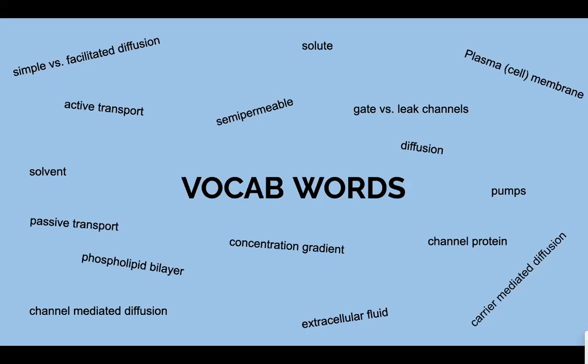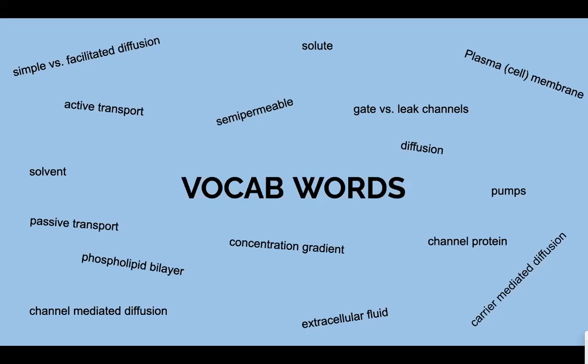Channel-mediated diffusion is the movement of molecules or ions across the cell membrane through protein channels, which selectively facilitate their transport. Gated channels are protein channels that can be opened or closed in response to specific signals or stimuli, regulating the movement of ions or molecules. Leak channels are channels that are always open or have a baseline level of permeability, allowing the passive movement of specific ions or molecules across the membrane.